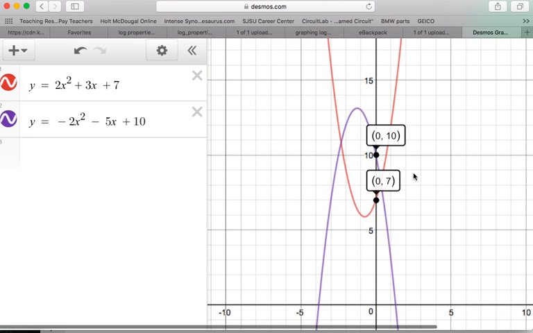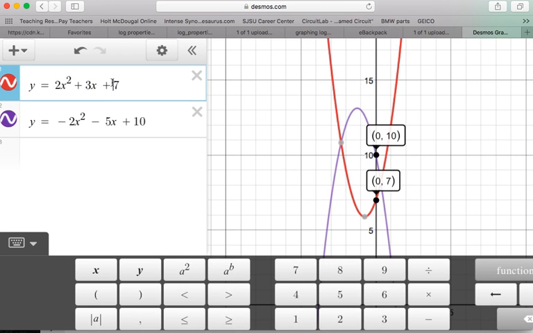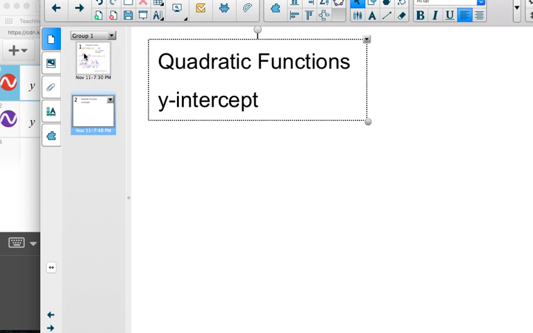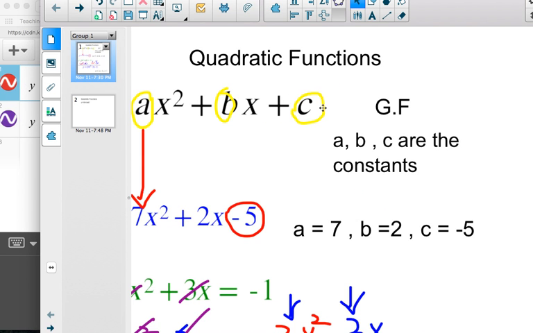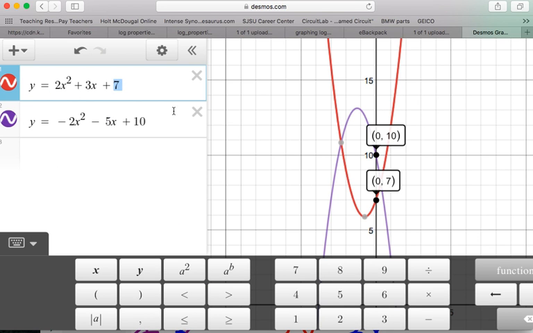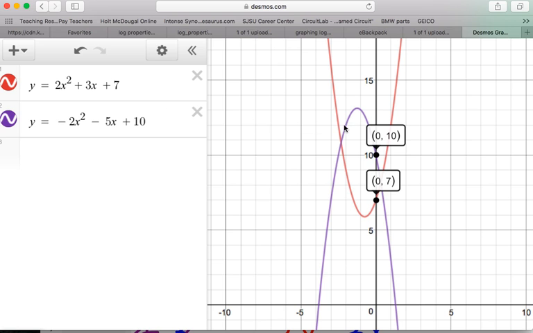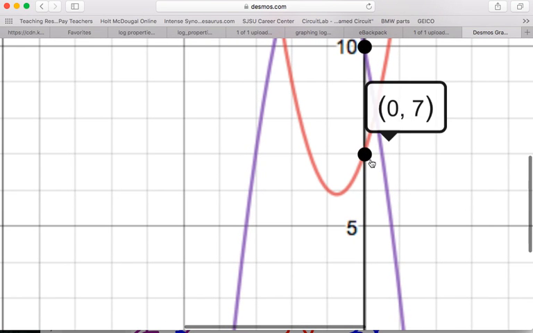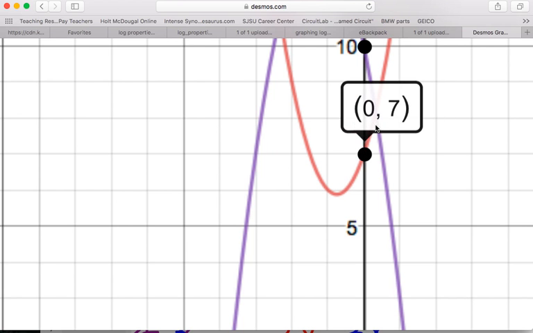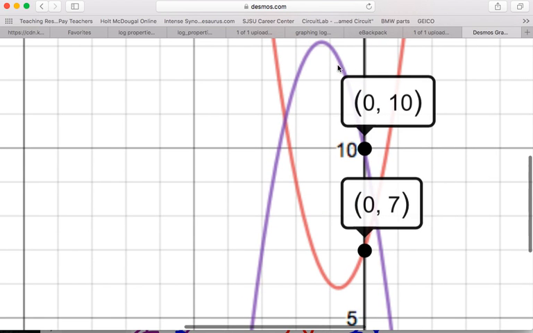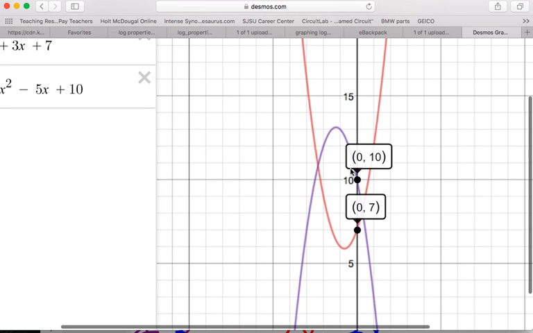So for any quadratic equation that you write, look at the formula: the value of c, that's by itself, shows you the y-intercept. Is that simple? Good. So anytime you see the c, that is the y-intercept. Easy enough. You can graph them on Desmos and you would see (0, 7) right here, which is the y-intercept. See the line cross the vertical line. That point is 7. And right up here, the purple one crosses the y-axis.